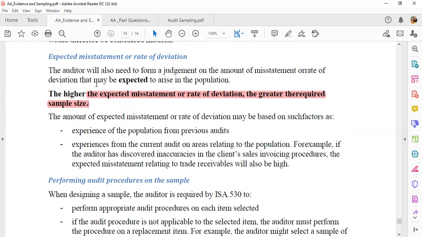Is there internal control? If the internal control is good, then I will assume that the rate of misstatement or deviation is going to be low. But if their internal control is weak, then we are going to set this to be high. The amount of expected misstatement or a rate of deviation may be based on some of these factors: the experience of the population from previous audit, that is the experience that we have from previous audit, and the experience from the current audit area relating to the population.